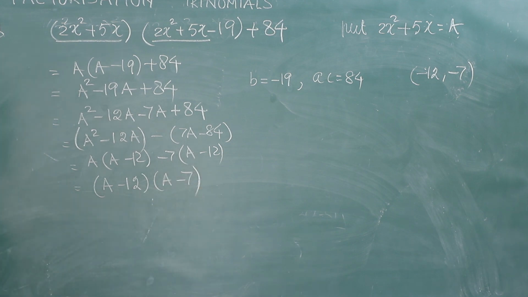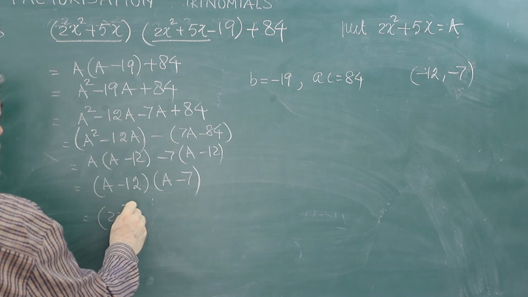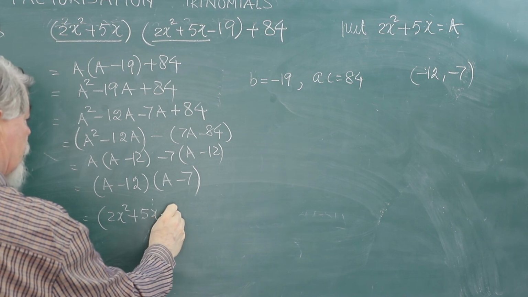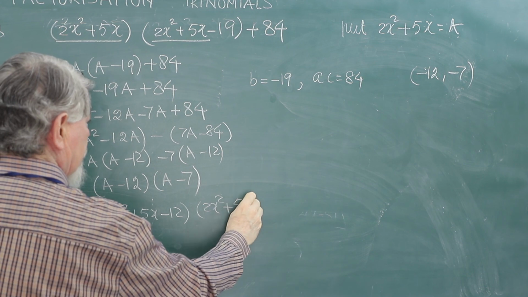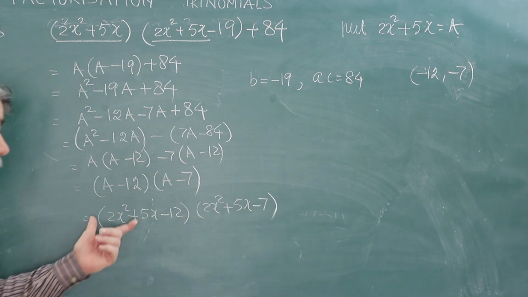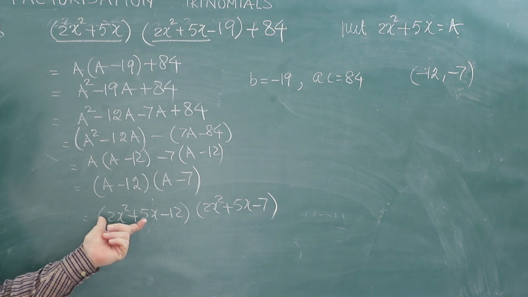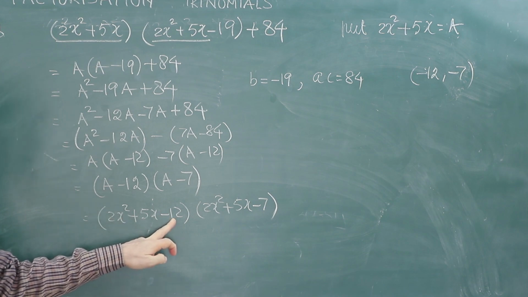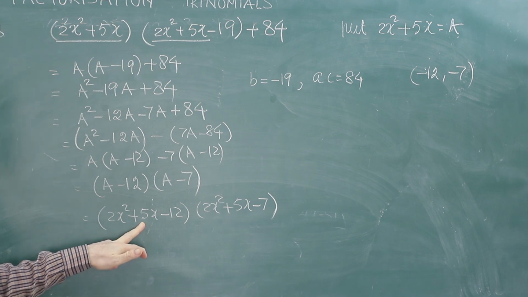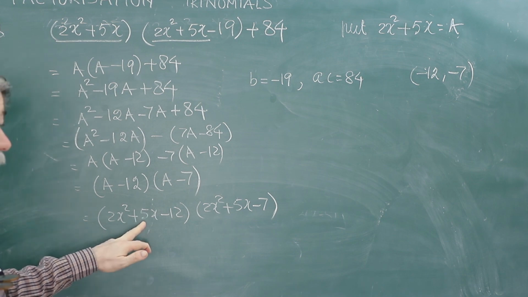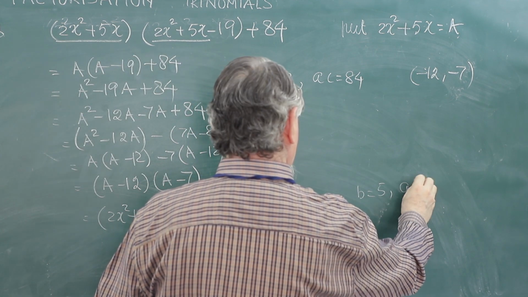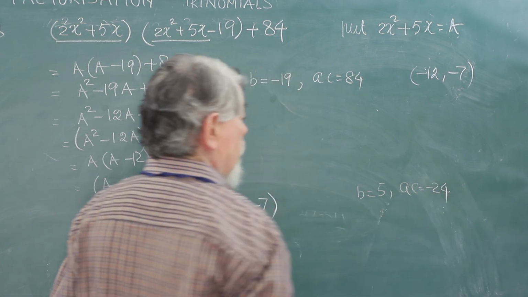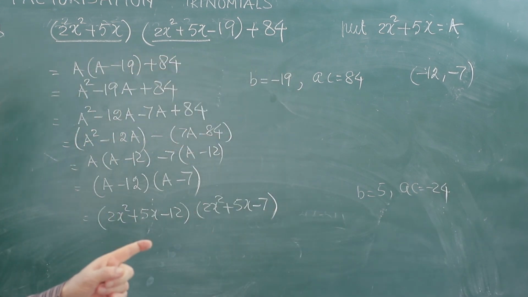What is the value of a? Value of a is 2x square plus 5x. So 2x square plus 5x minus 12, and 2x square plus 5x minus 7. Now again this is a trinomial. 2 12s are 24, middle term is 5. We have to split. Again you are going to say B is how much? 5. And AC is what? Minus 24. And you want to get plus in between.